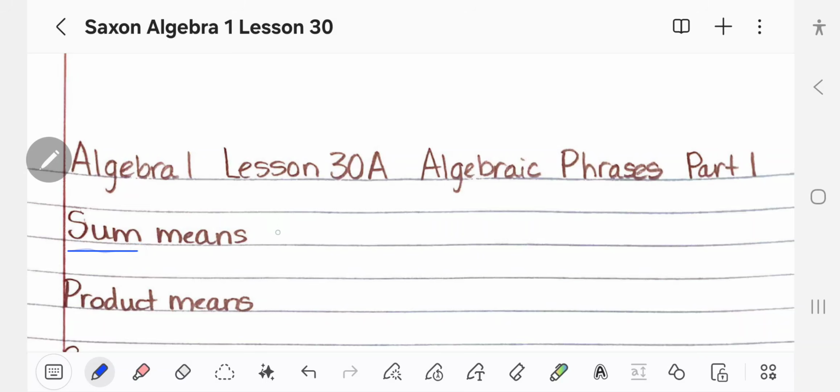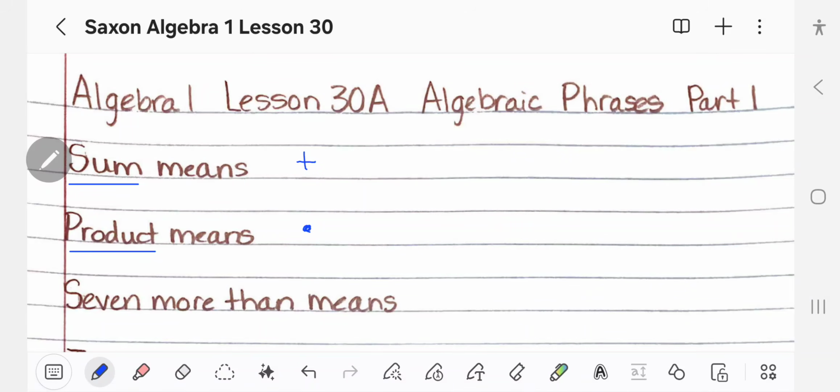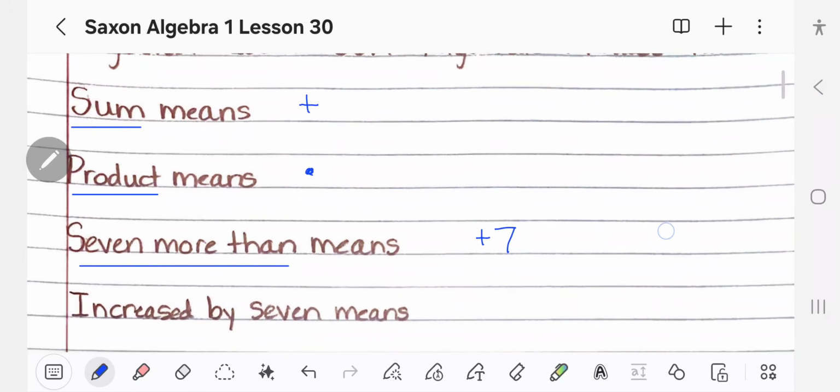Sum, you've probably used before, means to add. And product means to multiply. So those are going to be code words that we're going to see. If they tell you 7 more than something, 7 more than would mean that they're going to be adding 7 to whatever it is they're 7 more than. So like 7 more than 10 would be 10 plus 7 or 7 plus 10, right?